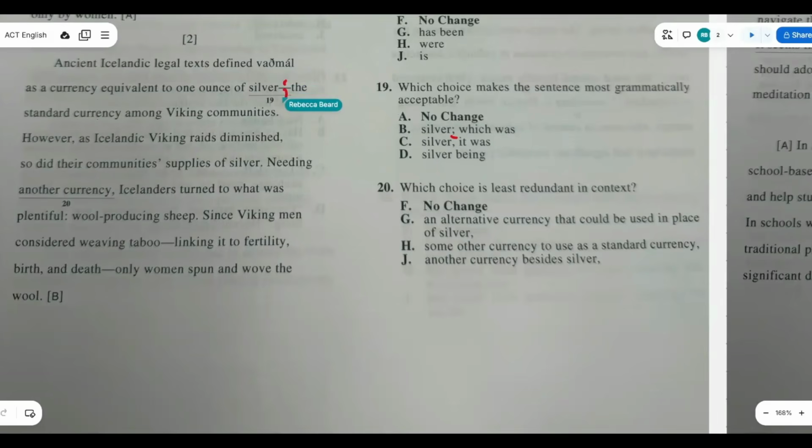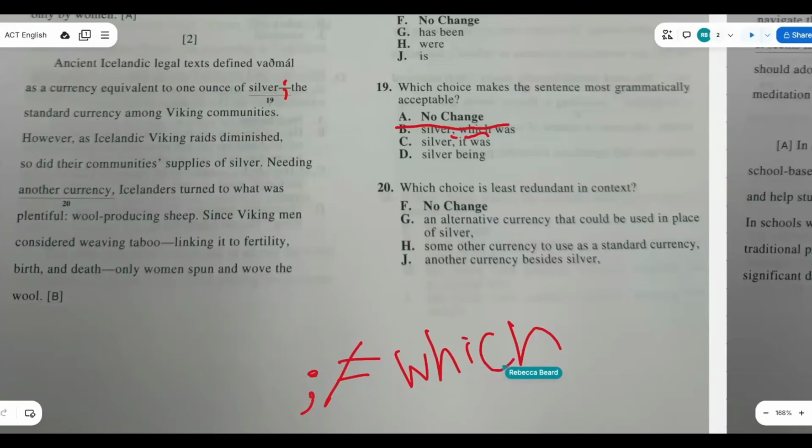So, ancient Icelandic legal texts defined a V as currency equivalent to 1 ounce of silver. That one does kind of start out as a sentence, like the left side is. But then if you look at the right side, the standard currency among Viking communities, that is not an independent clause or standalone sentence. And I forgot to read in, which was the standard currency among Viking communities. Because of the which and the word choice, that cannot be an independent clause. So we eliminate B. And this was one of our rules earlier: most of the time, semicolons and which are just not friends.